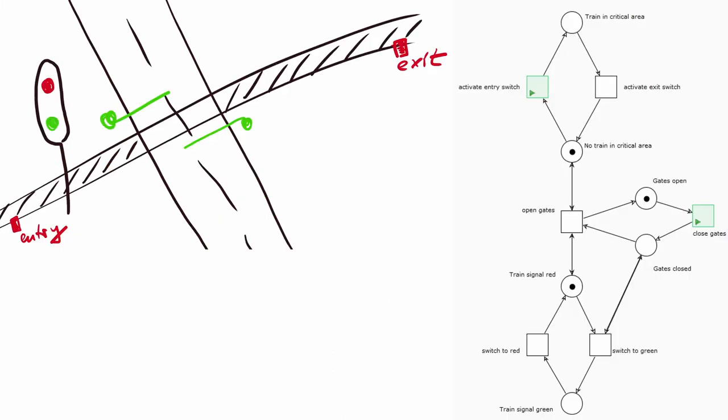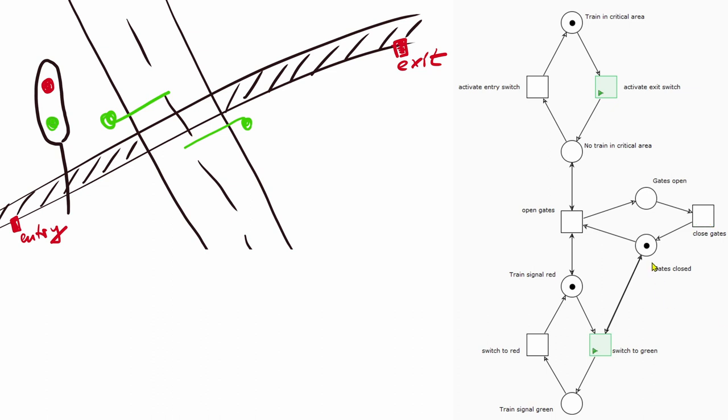So here we have our Petri net. At first, there is no train in the critical area. The gates are open and the train signal is red. Now there is a train running over the entry switch, and it is activated, and now we have a train in the critical area. And now the gates can close.